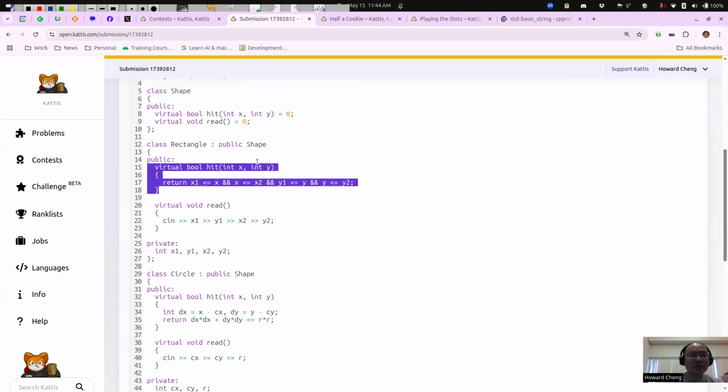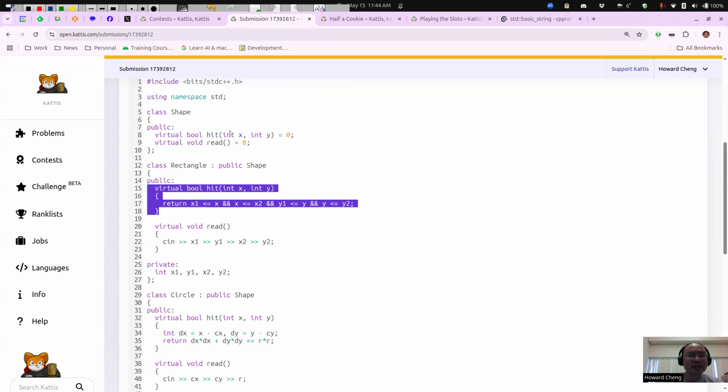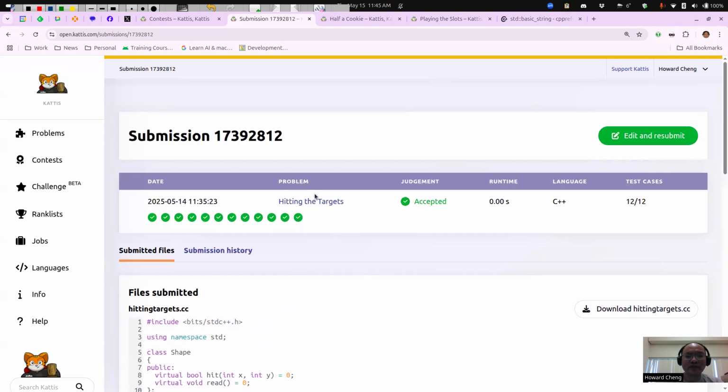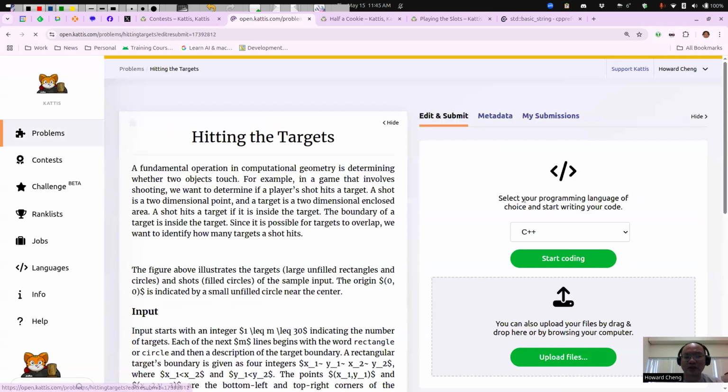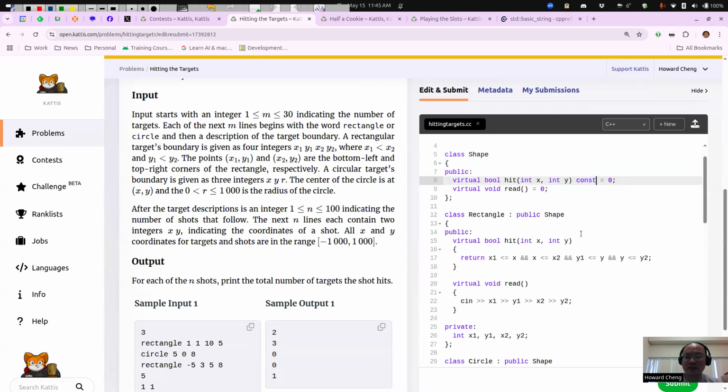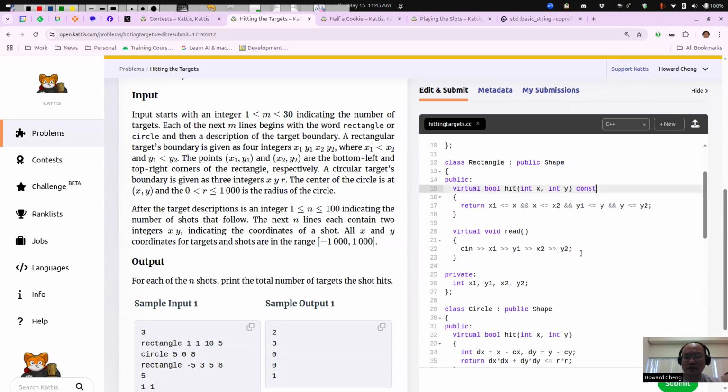Oh, actually, you see this is bad, because hit should just be a const function, for those of you that care about this stuff, because hit is not supposed to change the data of the parameters defining a shape. So this should be a const. And let me just add it and resubmit. This should be a const, and then these are const.